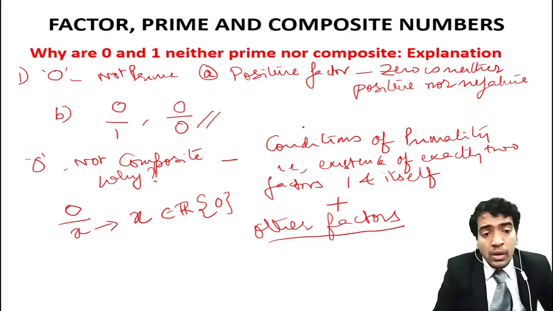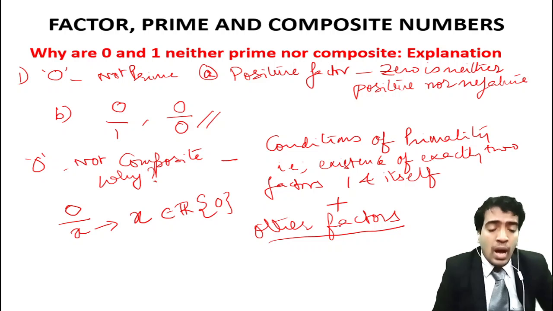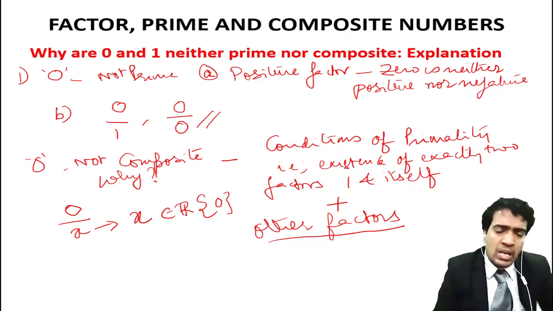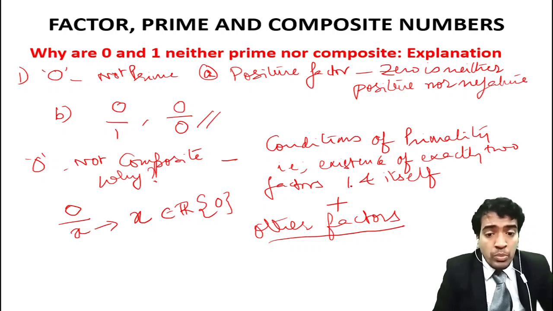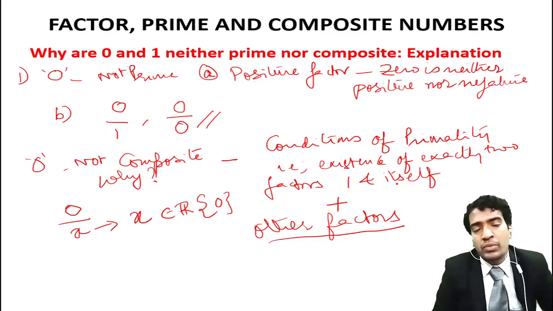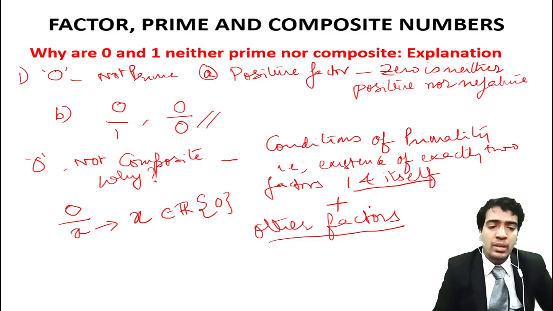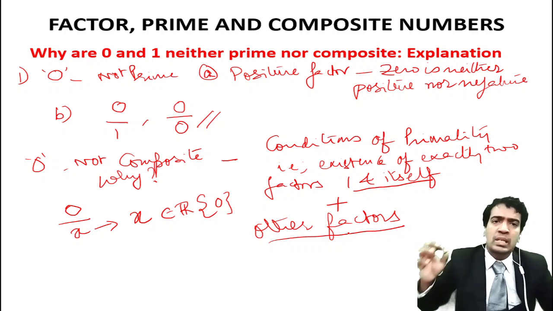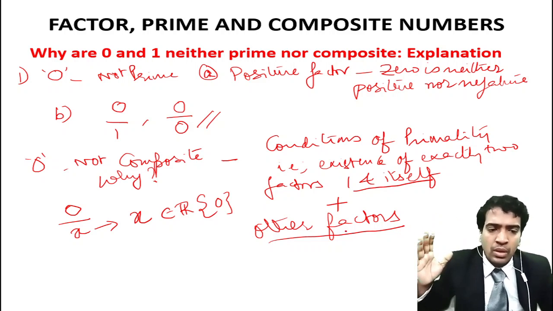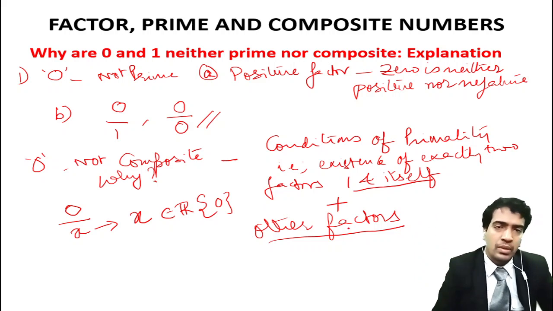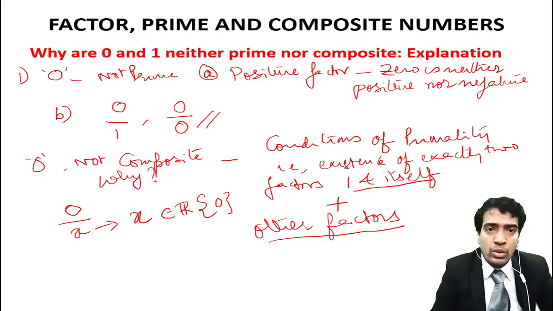However, in addition to that, the condition of primality should also be satisfied, which means there are umpteen other factors, and 1 also should be a factor. Yes, 1 is a factor, but 0 is not a factor of 0. So 0 is not composite because 0 is not a factor of itself. It has umpteen other factors; all the numbers except 0 in the number system are factors of 0. However, 0 is not a factor of itself. That is why 0 is also not composite.